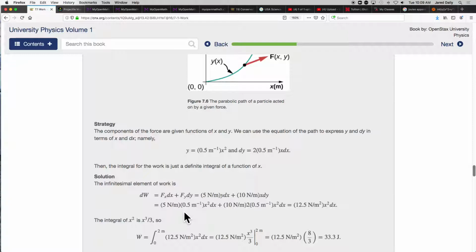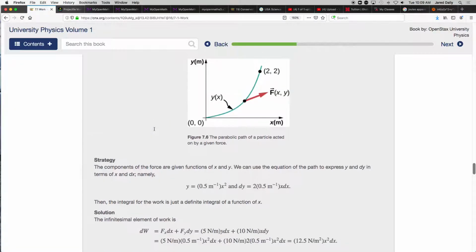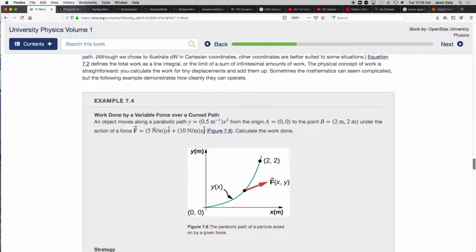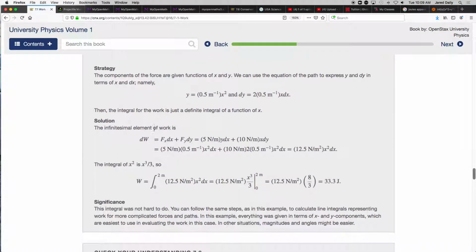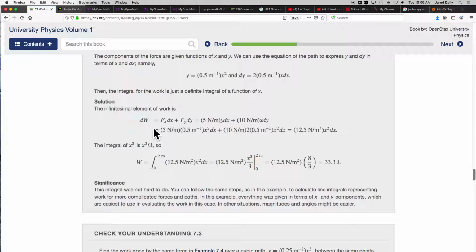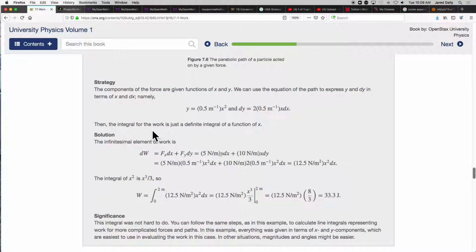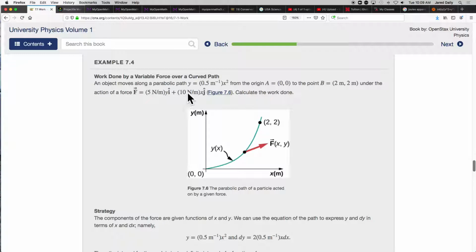And this example goes through that pretty well step by step on how that is done. Yeah. So the only difference is in here they tell them the path. They tell them the path function. In this one, you have to figure it out on your own by figuring out the equation for the line.